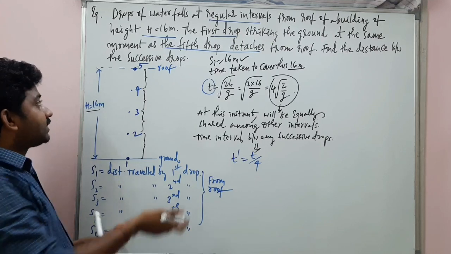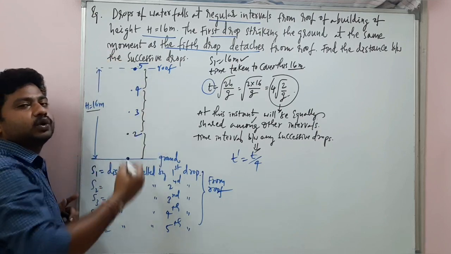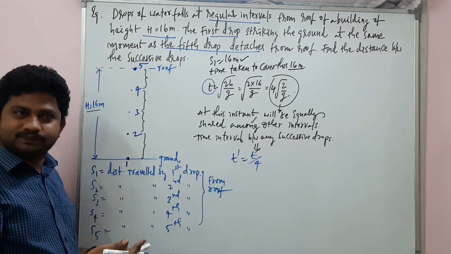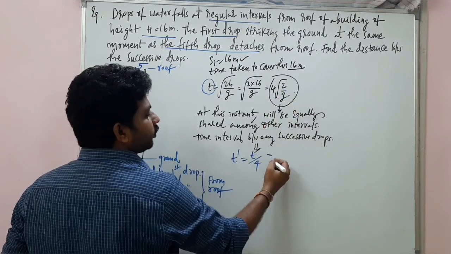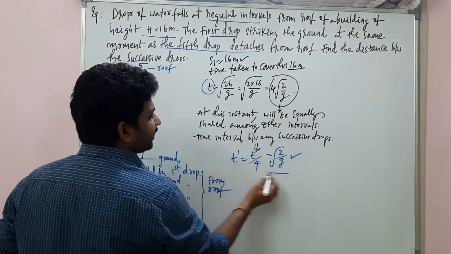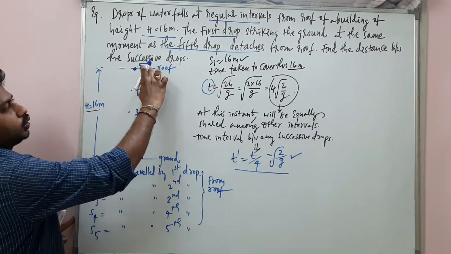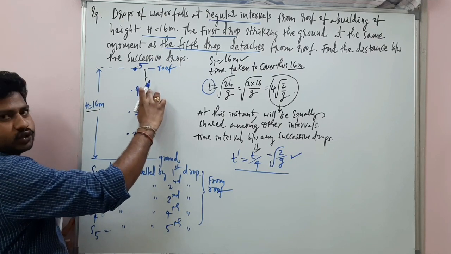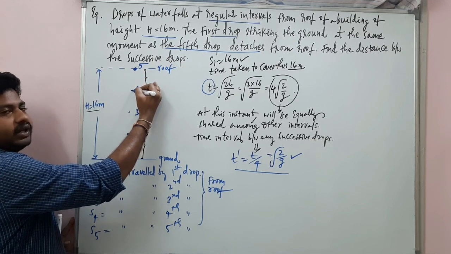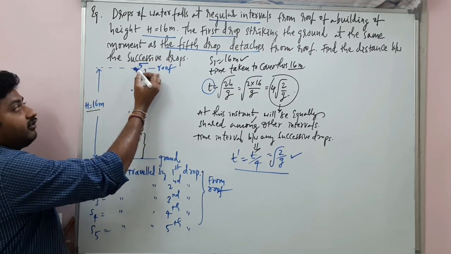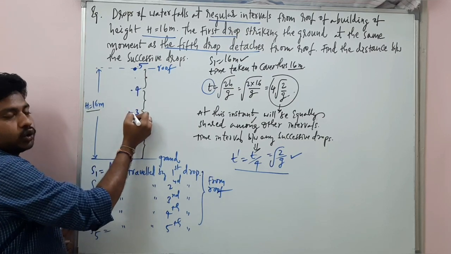Sometimes the question can also be asked, when the first drop is striking the ground, the 10th drop is detaching from the roof. In that case also, the model is the same. So t dash value is this divided by 4, that will be root 2 by g, that's it. So here the time interval is root 2 by g. That means the fifth drop to travel from here to here, time taken is root 2 by g. From here to here is 2 into root 2 by g.